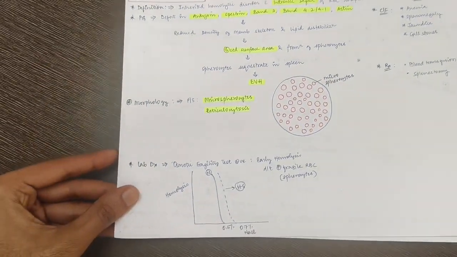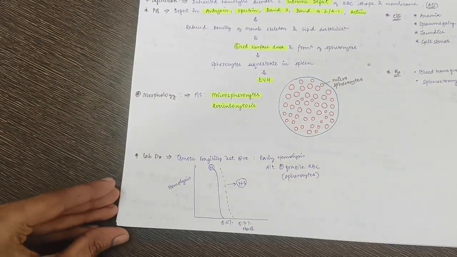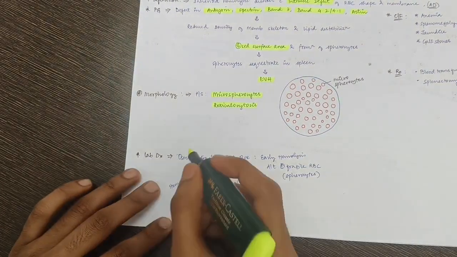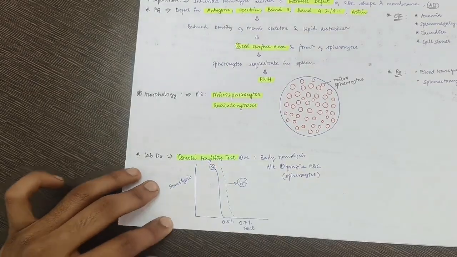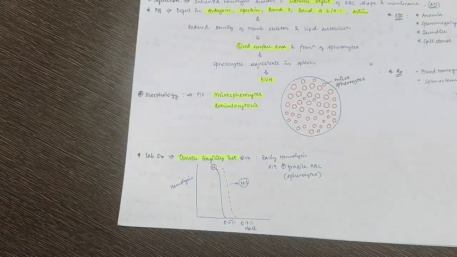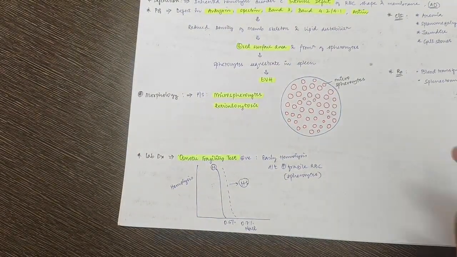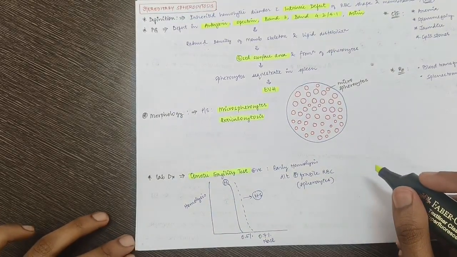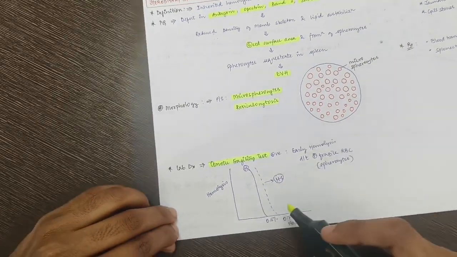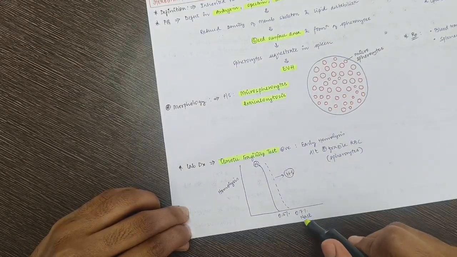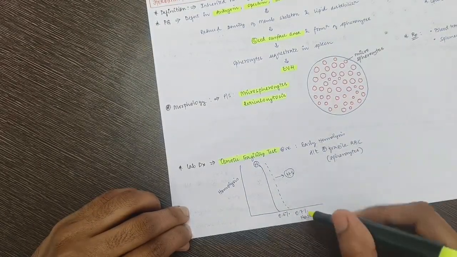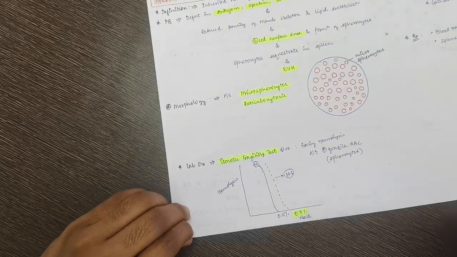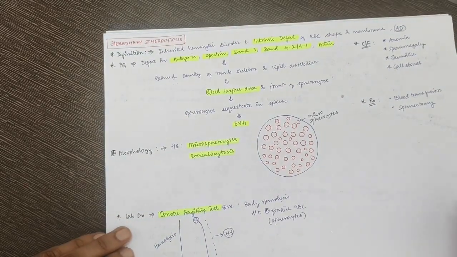So what is the lab diagnosis? Basically the lab diagnosis most commonly used is the osmotic fragility test. So this test is positive in case of HS. This test indicates there is an early hemolysis due to fragile RBCs. Usually the hemolysis occurs at 0.5% of NaCl, but in case of HS, at 0.7 to 0.8% itself you are going to see the hemolysis. That indicates the test is positive.